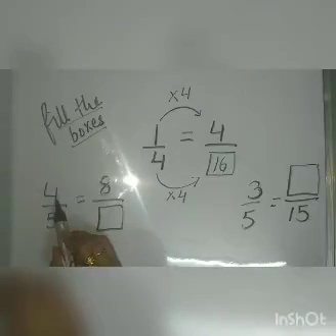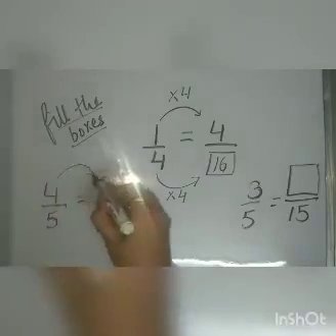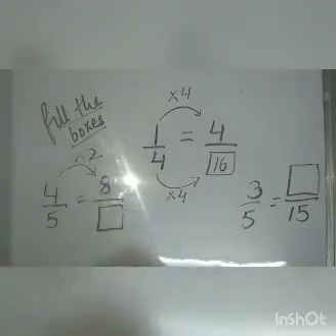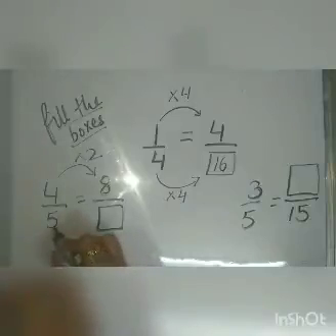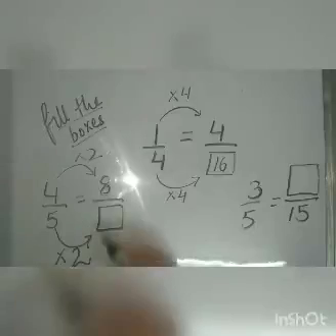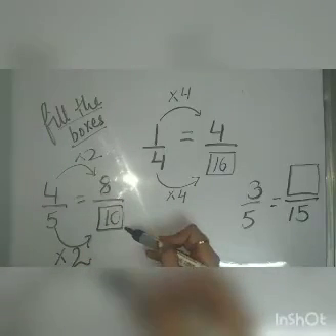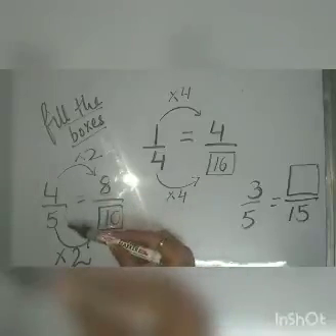Similarly, by which number is 4 multiplied to get 8? 4 is multiplied by 2 to get 8. Similarly, at the denominator, 5 is multiplied by 2 to get the denominator 10. So 8 by 10 is the equivalent fraction of 4 upon 5.